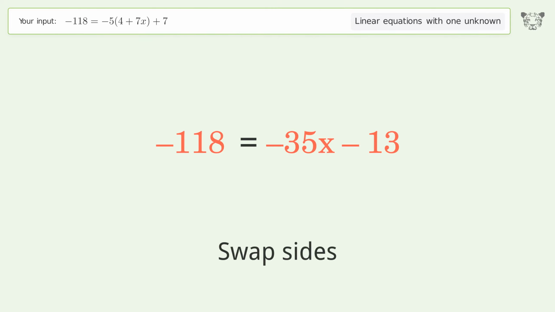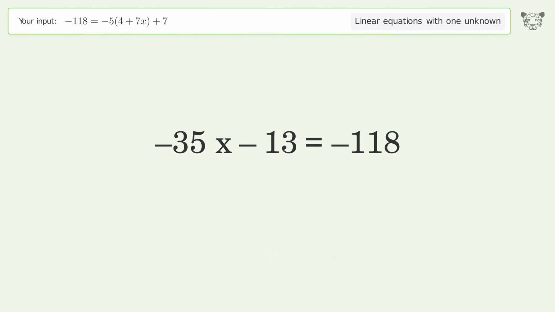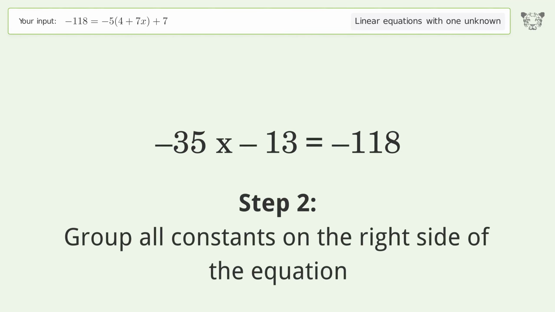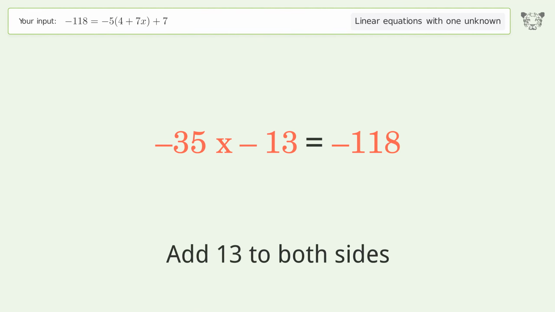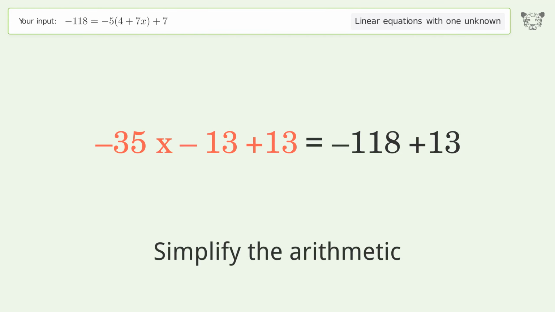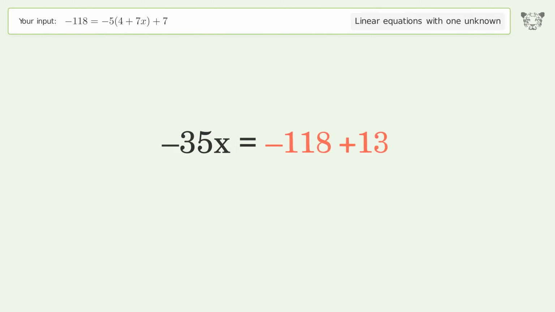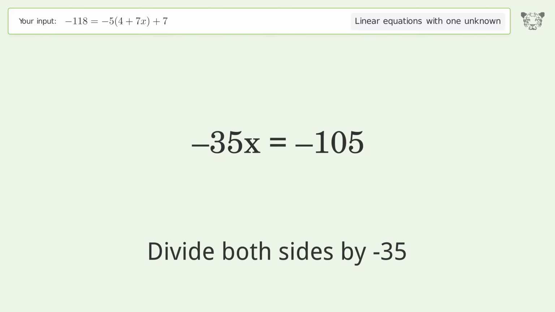Swap sides. Group all constants on the right side of the equation. Add 13 to both sides. Simplify the arithmetic. Isolate the x. Divide both sides by -35.